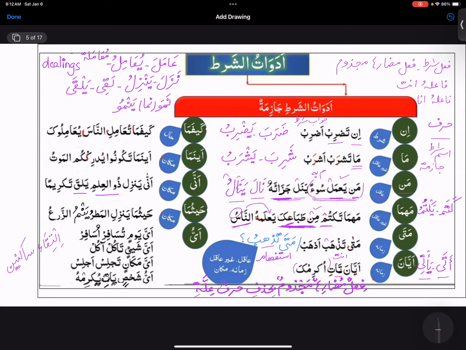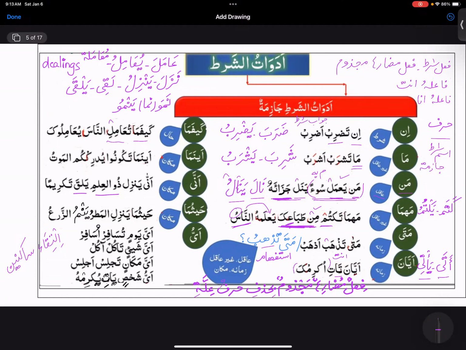Kayfa mā, so I told you that this is basically going to be a ḥāl. Kayfa mā tu'āmilū an-nās. What is this tu'āmil actually? Tu'āmilu, from 'āmala yu'āmilu, right? But why is it having a kasra here? Oh, that's for iltiqā' as-sākinayn, for fluency. So now what is the word here? Tu'āmil. Okay, so this kayfa mā is making it majzūm. This is fi'l ash-shart. Kayfa mā tu'āmil.